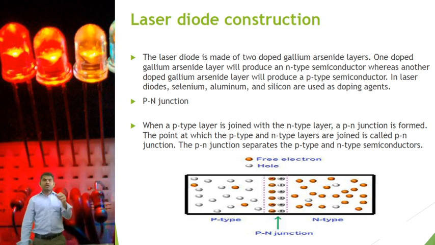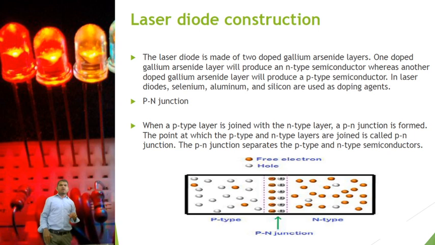Here the laser diode is made up of doped gallium arsenide. One gallium arsenide layer is doped to produce the N-type semiconductor, and another layer, of the same material, is doped to produce the P-type semiconductor. In laser diodes, selenium, aluminum and silicon are used as doping agents. For the doping of the electrons and the holes, we use these materials.